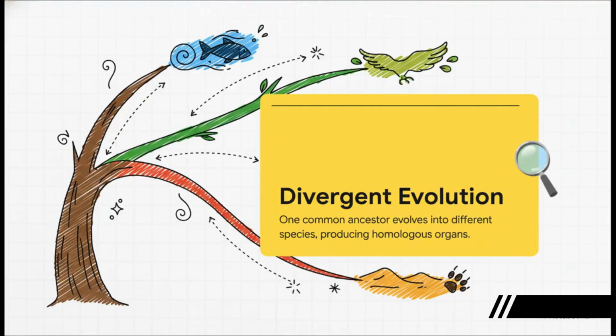First up, we've got divergent evolution. The easiest way to think about this is like a family tree. You start with one common ancestor at the very bottom, and then, over millions of years, the branches spread out. They diverge. Each new branch adapts to a different environment, leading to species that do different things, but they all share that original blueprint from the start. And this is exactly how you get homologous organs.